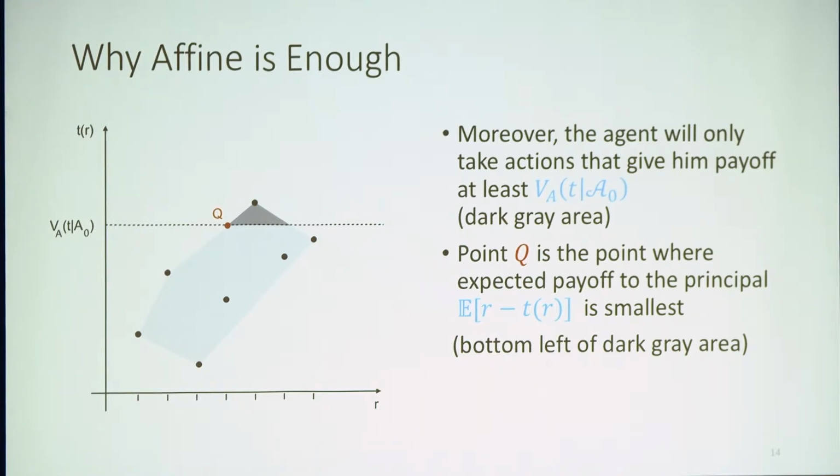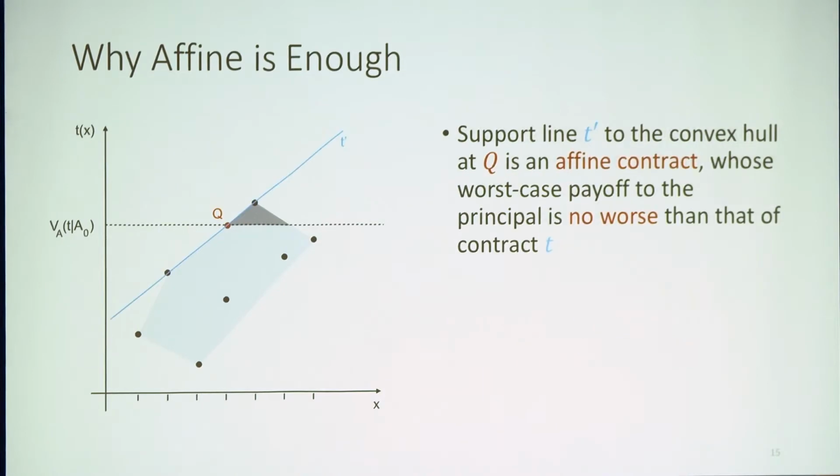Now from here it's quite easy to go forward. I want to look at the support line through Q on this convex set. Call this T prime. So this will be my affine contract. I am claiming that the worst case payoff of this new affine contract is no worse than the one before. And now to conclude the proof, you just need to argue that you could further improve by going to a linear contract. So that's the geometric intuition.